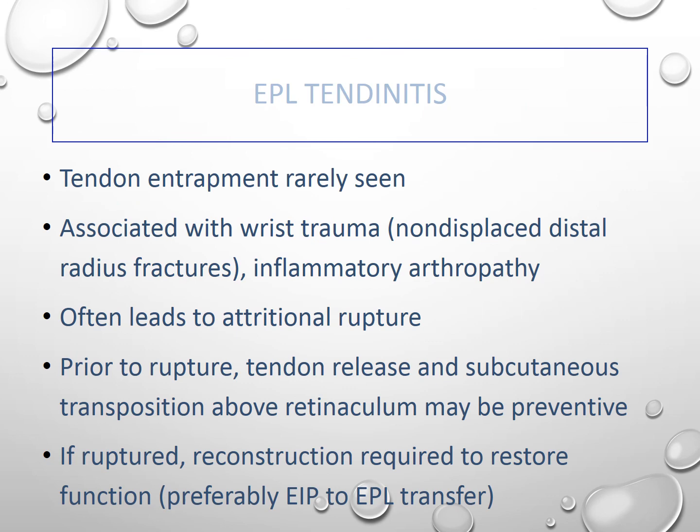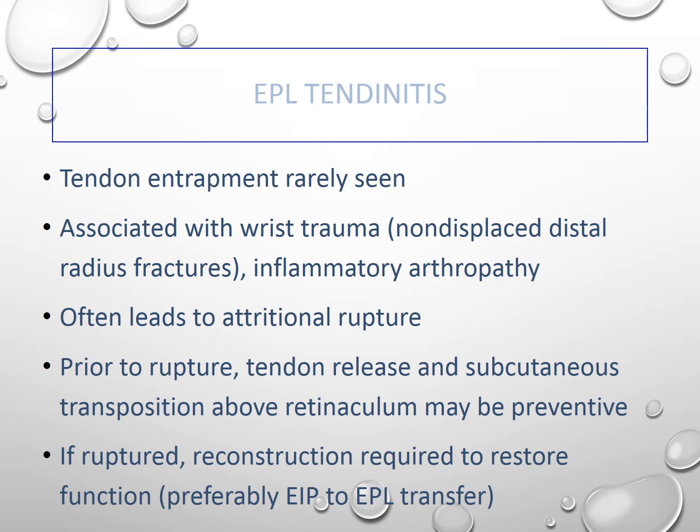EPL tendinitis is another tendinitis which is rarely seen. Most of the time it tends to be seen following wrist trauma such as a non-displaced distal radius fracture or inflammatory arthropathy. Usually leads to attritional rupture of the EPL tendon, but prior to rupture, if it's caught in time, you can perform a tendon release and subcutaneous transposition above the retinaculum, which may be preventative of the rupture.